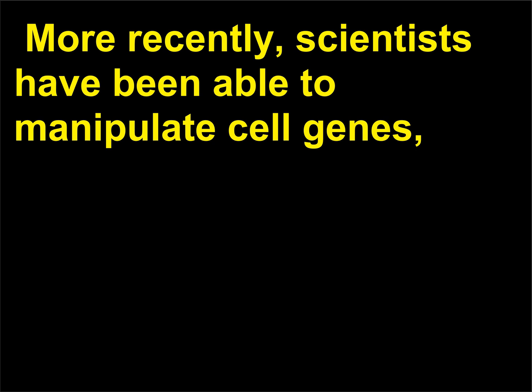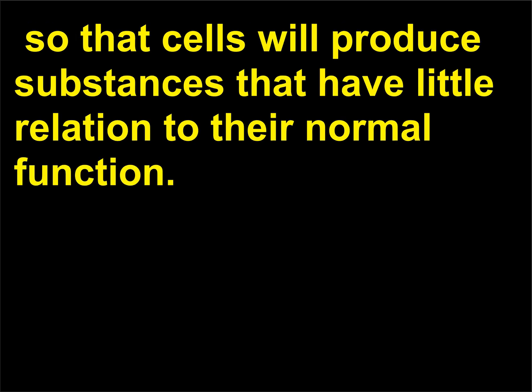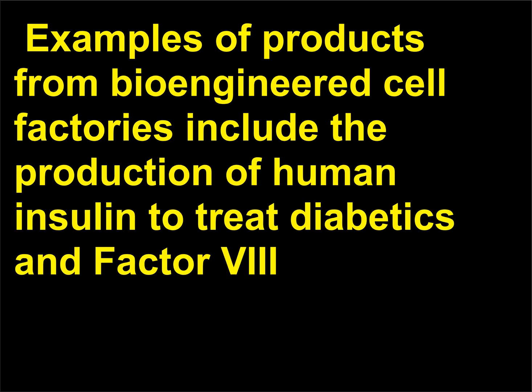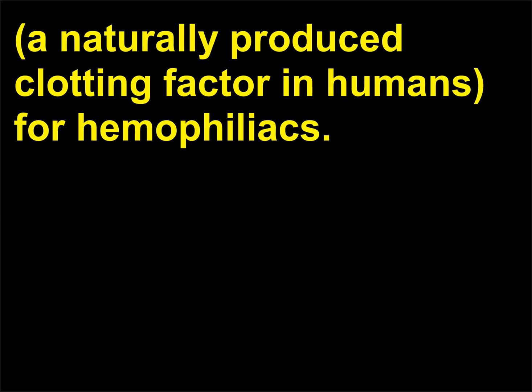More recently, scientists have been able to manipulate cell genes, so that cells will produce substances that have little relation to their normal function. Examples of products from bioengineered cell factories include the production of human insulin to treat diabetics and factor VIII, a naturally produced clotting factor in humans, for hemophiliacs.